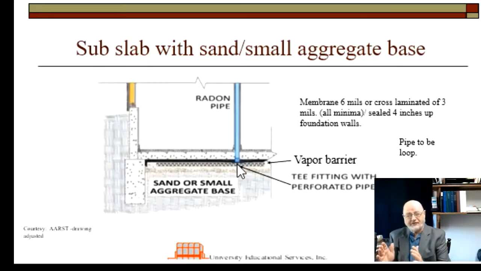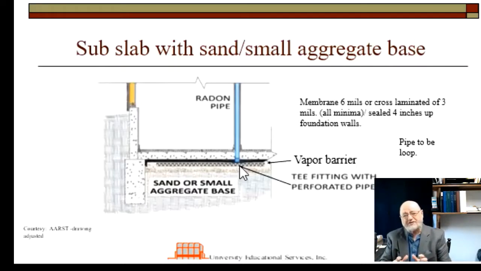A foot to 1.5 feet from the foundation itself, you're going to run this pipe all the way around, making a loop. And that'll be all perforated pipe, and the goal of that pipe, of course, is to collect the radon and deliver it towards the exhaust vent, the vertical pipe that you see right here.